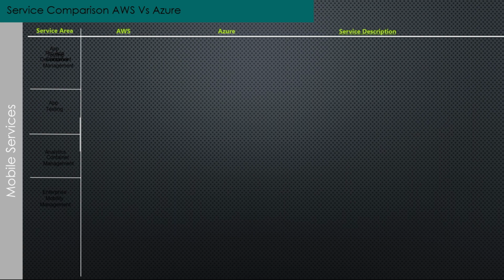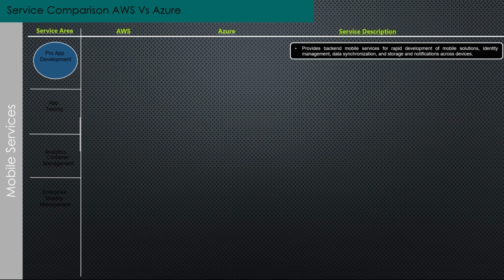Hello all! In this tutorial, we will compare different mobile services provided by AWS and by Azure. For easy understanding, we have compared the services around different service areas, such as App Development, Service Description, provides backend mobile services for rapid development of mobile solutions, Identity Management, Data Synchronization, and Storage and Notifications across devices.